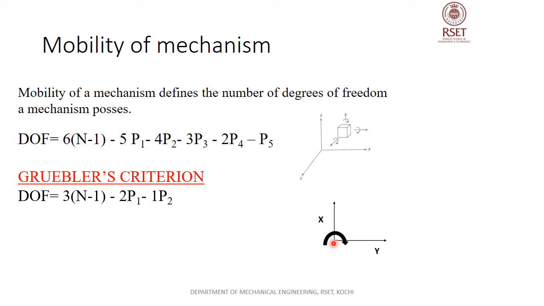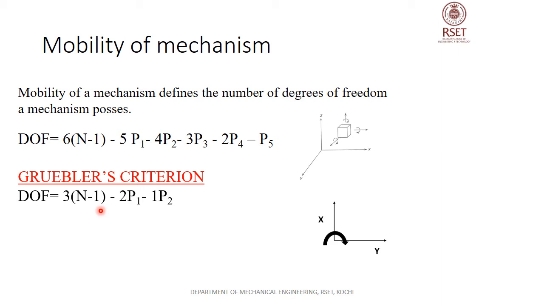In a spatial case, we know that a link has 6 degrees of freedom about the 3 mutually perpendicular axes. Here we have only 2 mutually perpendicular axes, and so we can have only 3 motions at maximum. That is why our equation is reduced to 3 into n minus 1 instead of 6 into n minus 1. Here n minus 1, as I told you in the previous equation, is the number of movable links. So if there are 3 movable links, one is fixed.